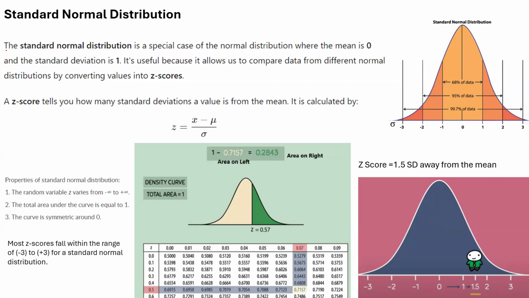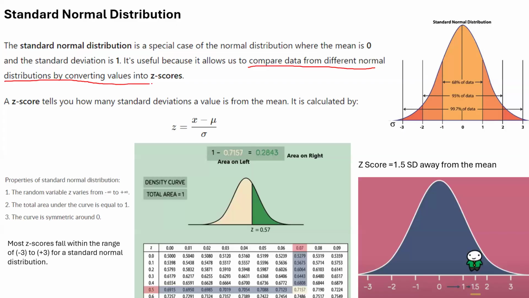So just the definition here: the standard normal distribution is a special case of the normal distribution where the mean is 0 and the standard deviation is 1. It is useful because it allows us to compare data from different normal distributions by converting values into Z scores. So we are converting the values into Z scores.